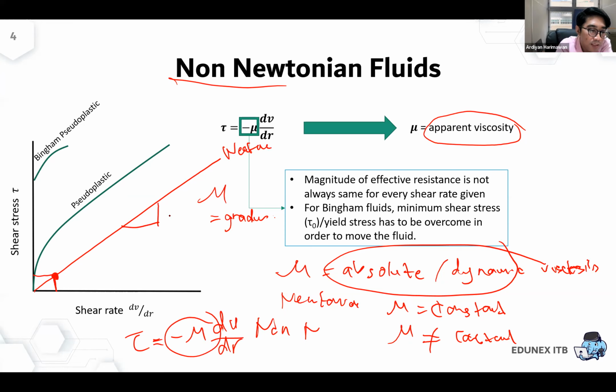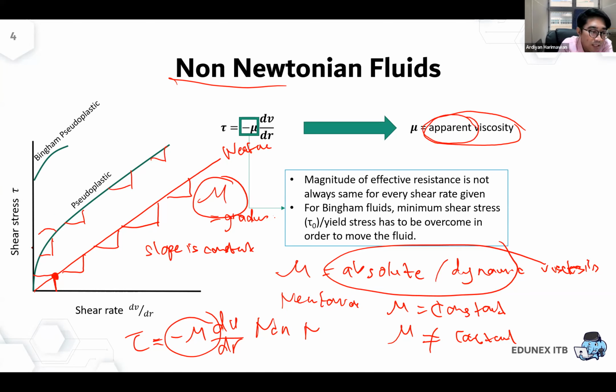Basically, mu is the slope. So when you take at this point, the line, yeah, the slope is constant, right? Slope is constant. So the mu is constant in Newtonian. However, in non-Newtonian, for example, in pseudoplastic, if you see the gradient in this part, this part, this part, and this part, it might not be the same. It's not constant. Why? That's why we call it apparent viscosity.